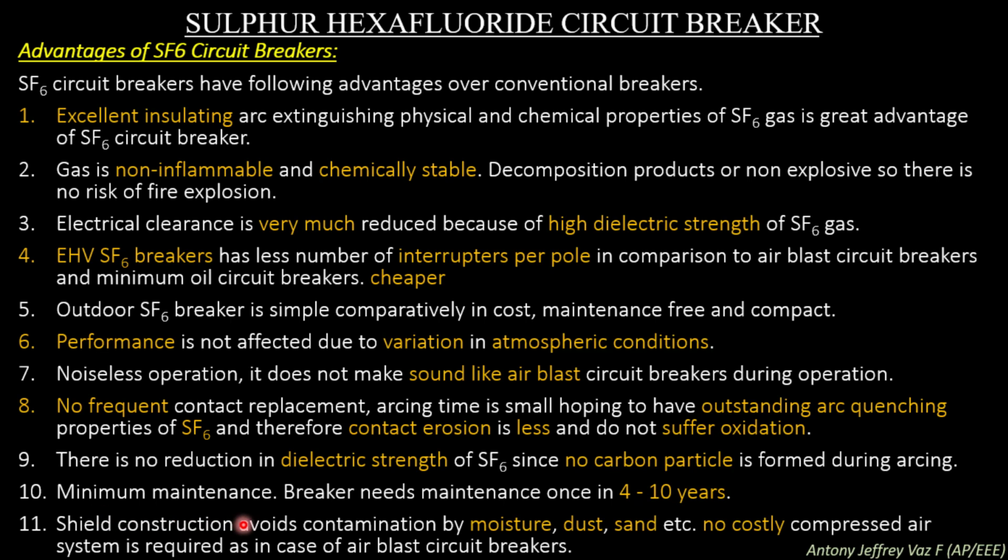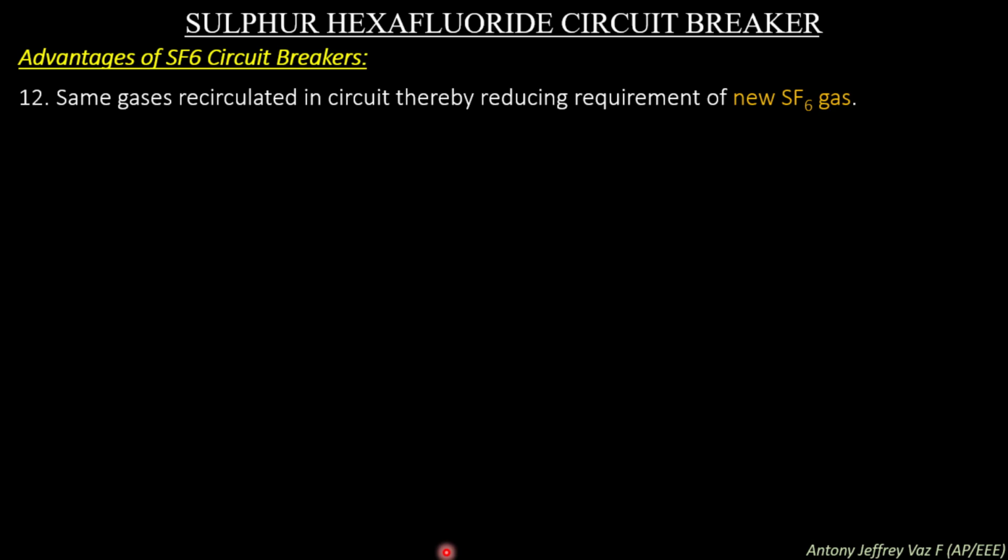Sealed construction avoids contamination by moisture, dust, sand, etc. No costly compressor air system is required as in the case of an air blast circuit breaker. In an SF6 circuit breaker, a pressure system is needed, but compared with an air blast circuit breaker, the compressor system is much less costly.